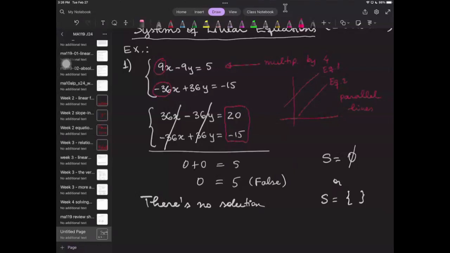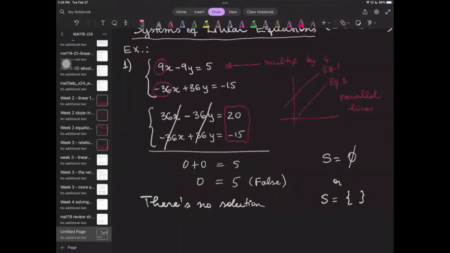But when we're trying to solve this algebraically, with any method, it doesn't matter the method, you would get a false statement because both variables will be canceled. Then what you have is a number equals another number, which is not true. Then you have an impossibility of solving the system, therefore there is no solution.